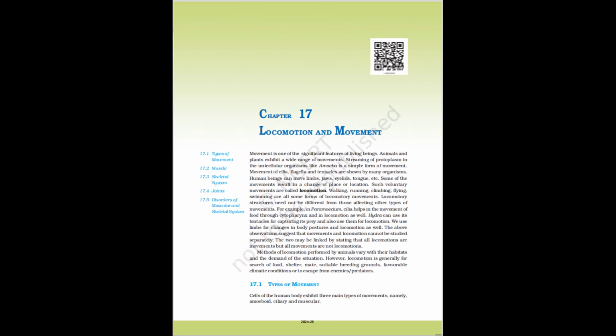Some of the movements result in a change of place or location. Such voluntary movements are called locomotion. Walking, running, climbing, flying, and swimming are all forms of locomotory movements. Locomotory structures need not be different from those affecting other types of movements. For example, in paramecium, cilia help in the movement of food through the cytopharynx and in locomotion as well.